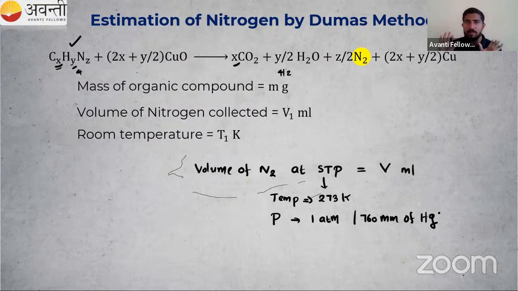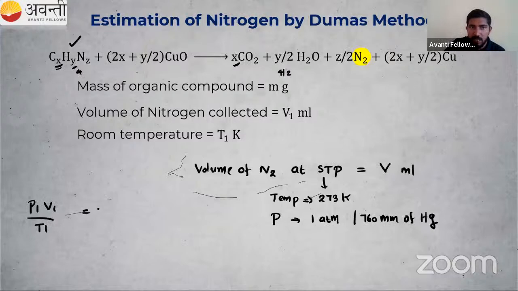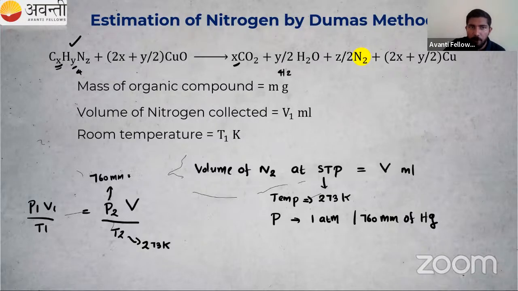I have V1, I have P1, I have T1. I have to find V. Then T2, P2, that is also given. How to find? That is our states of matter chapter: P1 V1 divided by T1 is equal to P2 V divided by T2. What is V? Volume of N2 at STP. So what's the value of T2? That is 273 Kelvin, that is STP. Then P2, what's the value of P2? That is 760 mm of Hg.